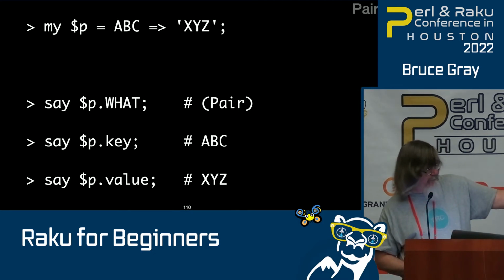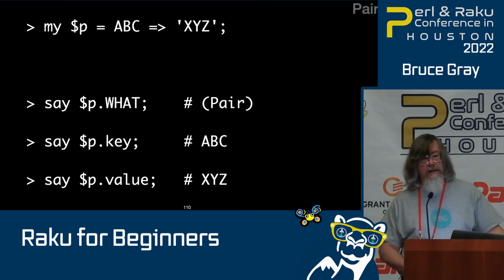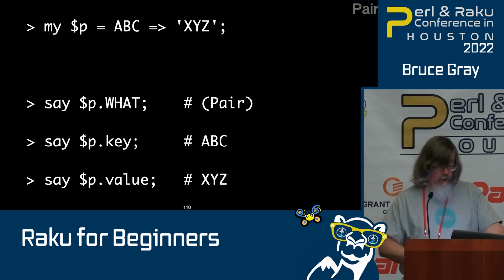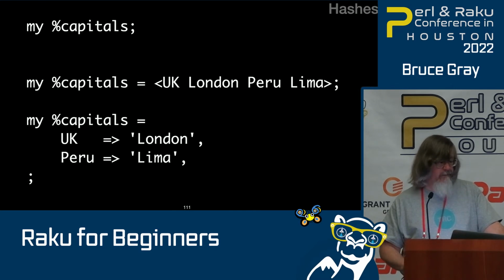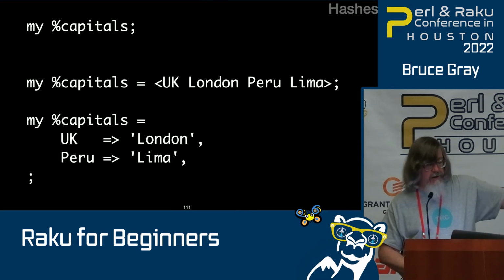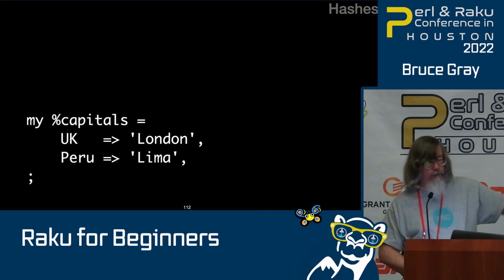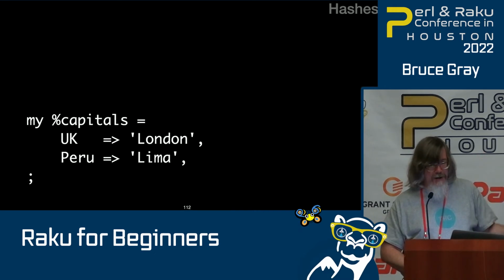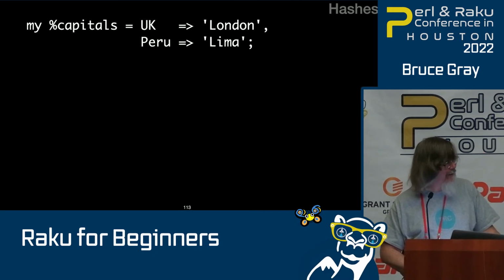So that's the summary. Pairs show up a lot where we use hashes. So back to where we were with hashes. I'll use that bottom initialization and I'll reformat it in a way that I only use on presentation slides, like that.